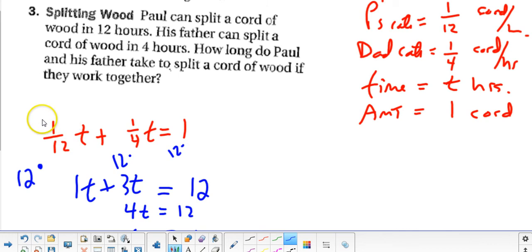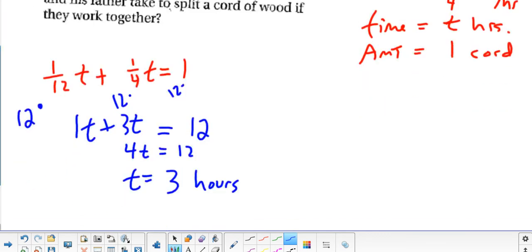So there's my equation. This is Paul's rate times time, so that's the amount that he can get done. This is his father's amount that he can get done, and together they've got to equal 1 whole cord. I multiplied through by 12 because that was the LCM. It gave me 4T equals 12, or T equals 3 hours.